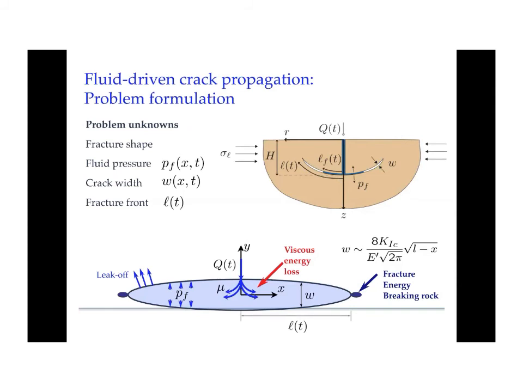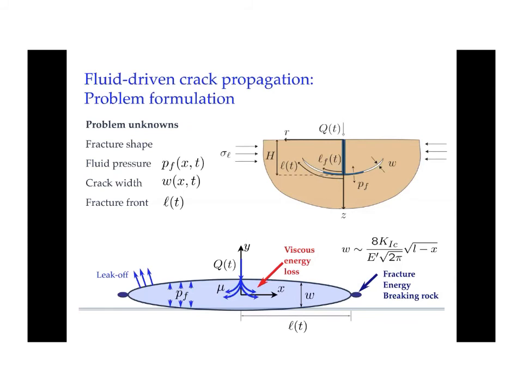If we look at what processes are going on when the fracture propagates, you see a scheme on the bottom. So it's a 1D representation, but of course the problem could be 2D, 3D. So let's look at this. You inject the fluid with the injection rate Q of T, and the fluid moves within the fracture. The fracture front propagates through the rock material.